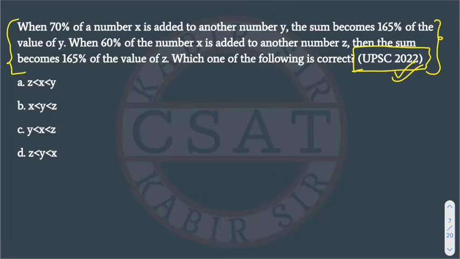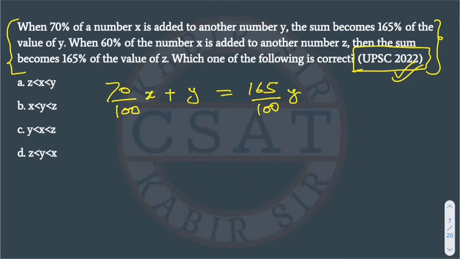So how will we do it? When 70% of a number x, 70 by 100 of a number x, is added to another number, what is the other number? Y. The sum of these numbers becomes 165%, we are removing the percent sign and converting it into a fraction, of the value of y. So it will become 70x plus 100y is equal to 165y.